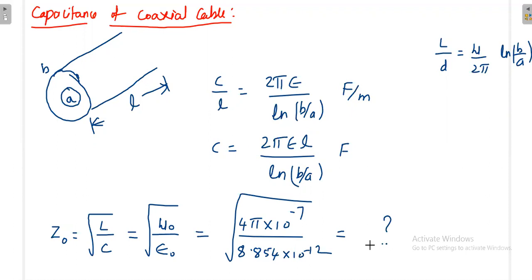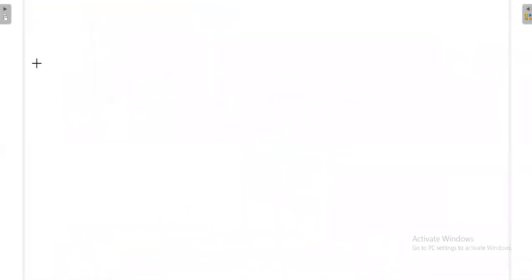Okay, so next, what is the capacitance due to a spherical shell? What is the capacitance due to a spherical shell? Spherical capacitors.